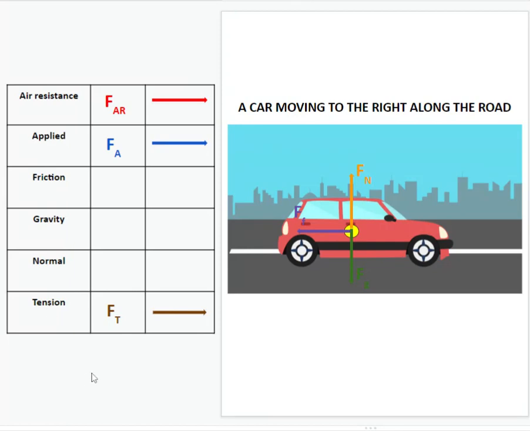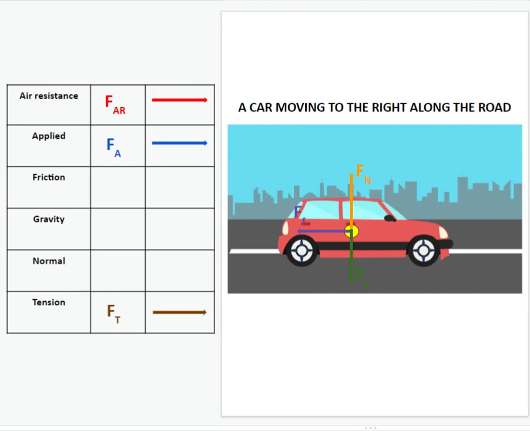Last but not least, I have tension. And here I ask myself, is there a string, a cable, or a chain pulling my object? Again, since the car is just by itself, I don't have tension force here. That's it. This is our free body diagram for a car moving to the right along the road.